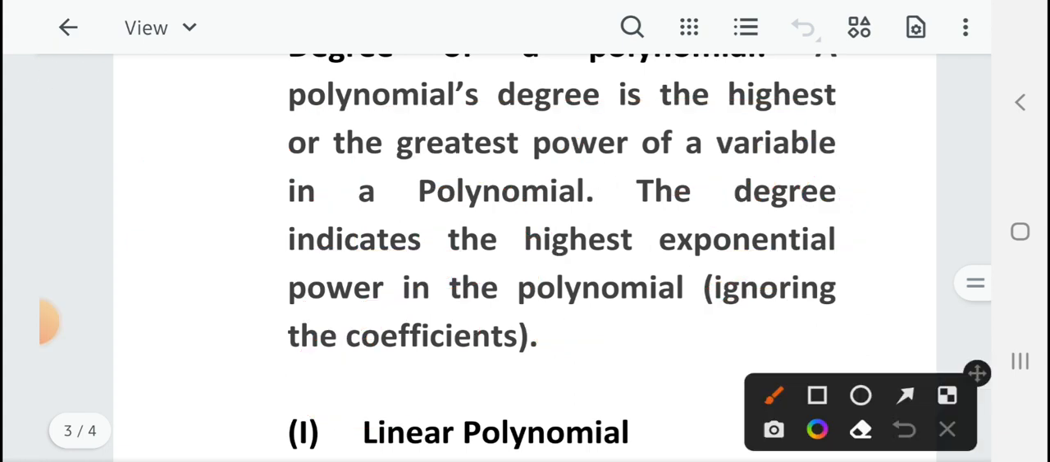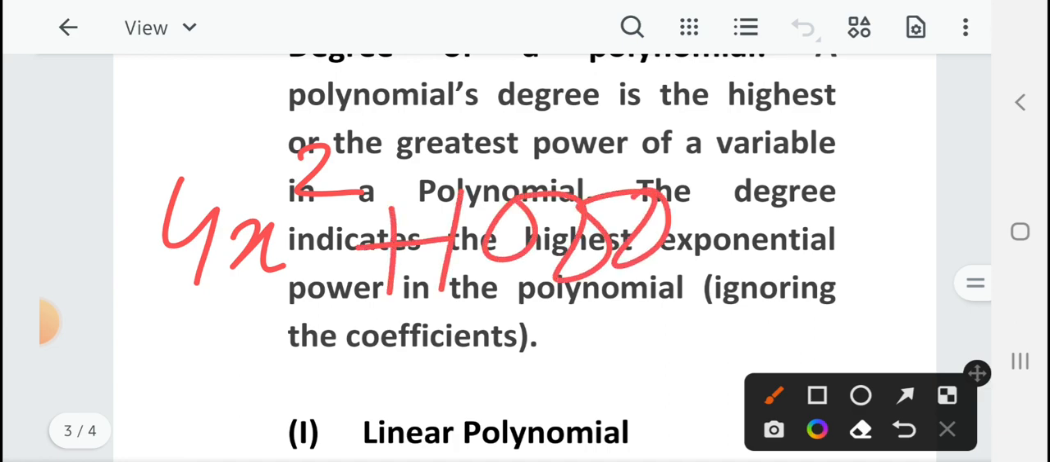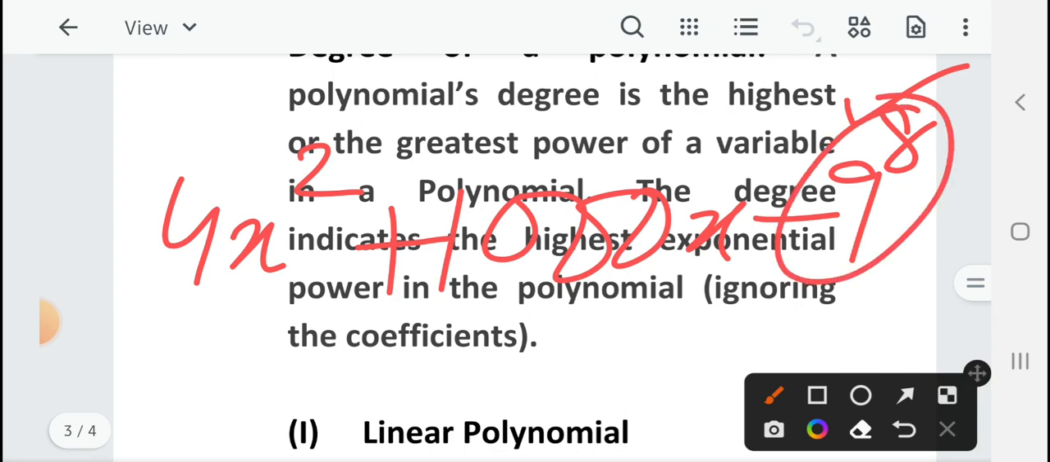Suppose we are taking another example. Suppose 4x square plus 1000x minus 9 raised to the power 8. Observe this mindfully. Here the highest exponent is 8, but that is not of the variable. It is related to the constant number 9. Okay, so you don't have to consider this. You just have to consider the highest degree of the variable.